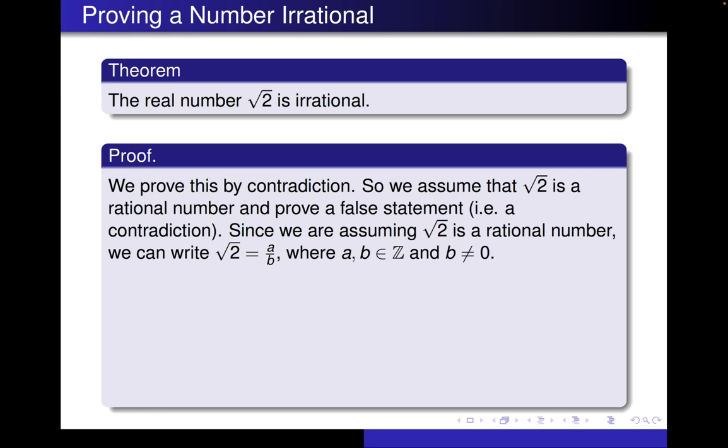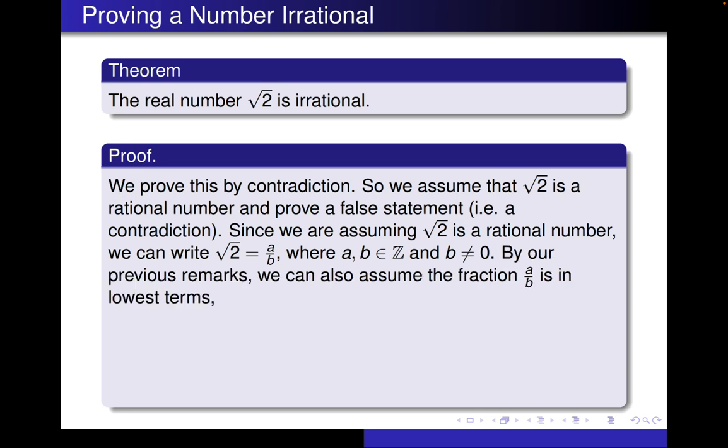So, since we are assuming square root of 2 is a rational number, we can write square root of 2 equals a over b, where a and b are integers and b is not equal to 0. We're doing the exact same reasoning that we did on the previous slide. And then the next thing we did was square both sides, by our previous remark.